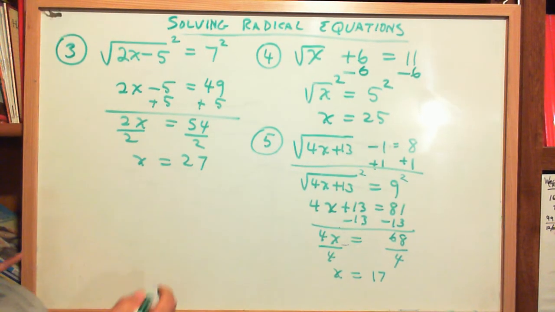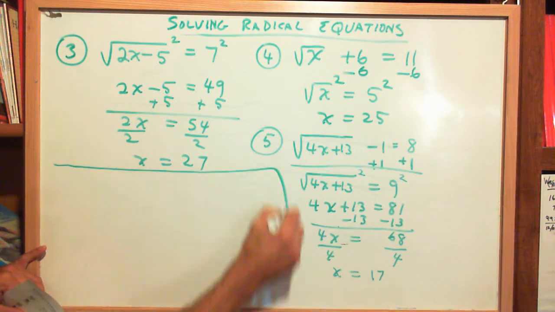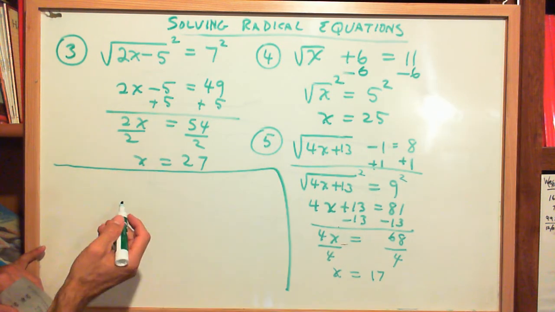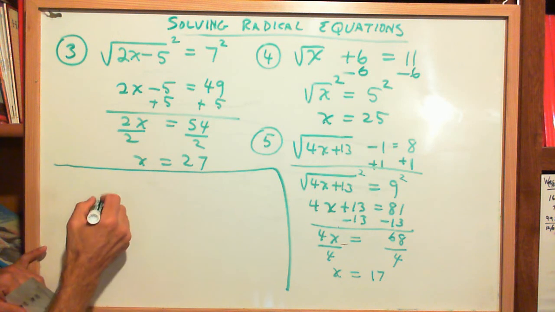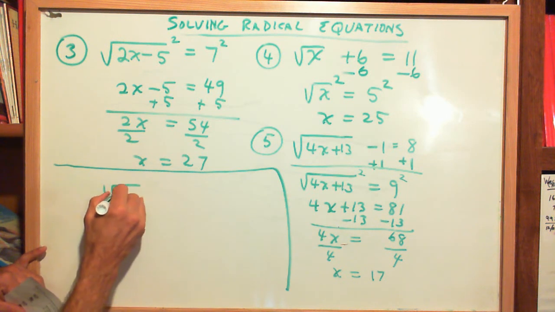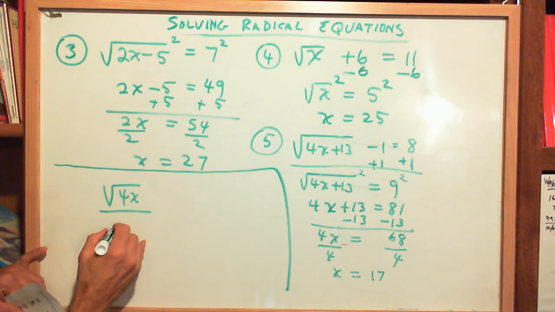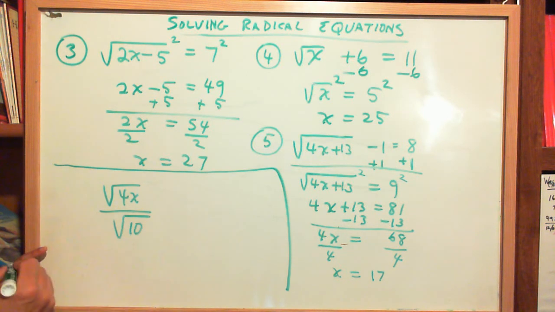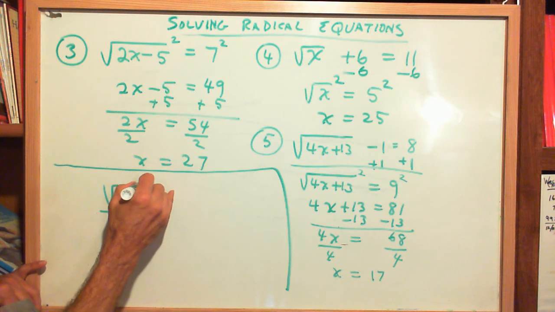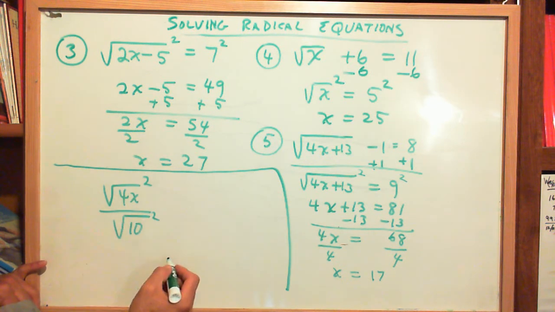Now I noticed on the test a ton of people, when I gave them a problem like the square root of 4x over the square root of 10, did this. They squared the top and they squared the bottom, and then they got 4x over 10. Totally doesn't work that way.